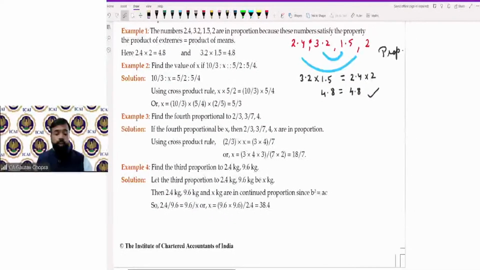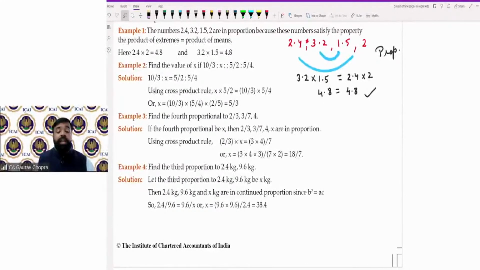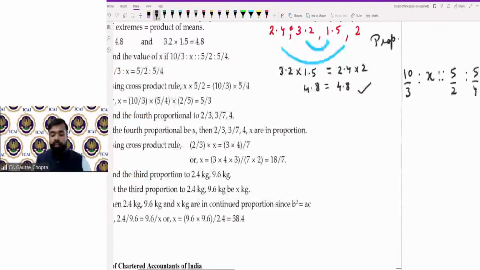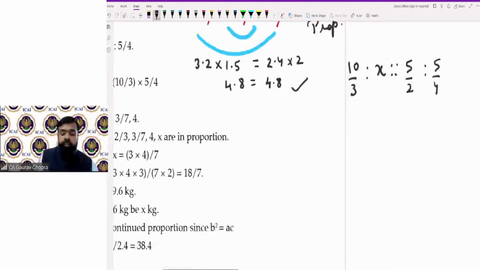Let's come towards example number 2. Find the value of x. This time, out of 4 values, one figure is missing, and that x we have to calculate. So let's try with example number second. It says the first value is 10 by 3, second is x, third value is 5 by 2, and fourth value is 5 by 4. And the question says find the value of x. So how can we calculate the value of x?